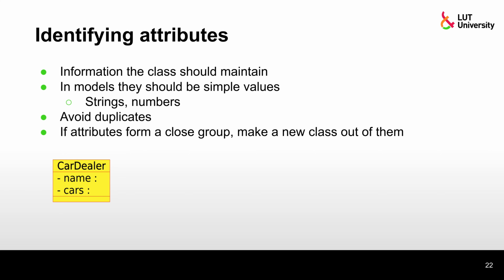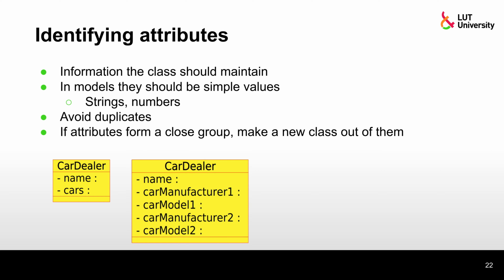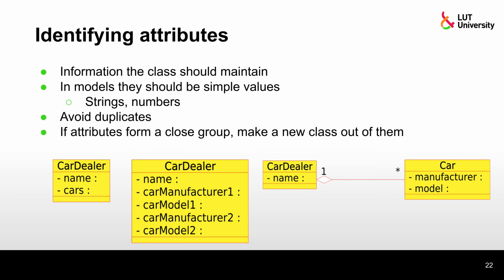So, do we want this kind of a car dealer that has name and cars? In a sense, yes, the car dealer is a good class. Name is a good attribute, and then cars. Can it have a string called cars? No. Can it have an integer called cars? No. Could it be like this? We had a car dealer which has a name, then there is a car manufacturer 1, car model 1, car manufacturer 2. No, this doesn't sound good. But if we are creating a car dealer that has a name, and then it consists of cars which have the attributes of manufacturer and model, this sounds good. So a car dealer can have anything from 0 to infinite cars, and a car can be with one car dealer at a time. So two car dealers cannot own the same car simultaneously.